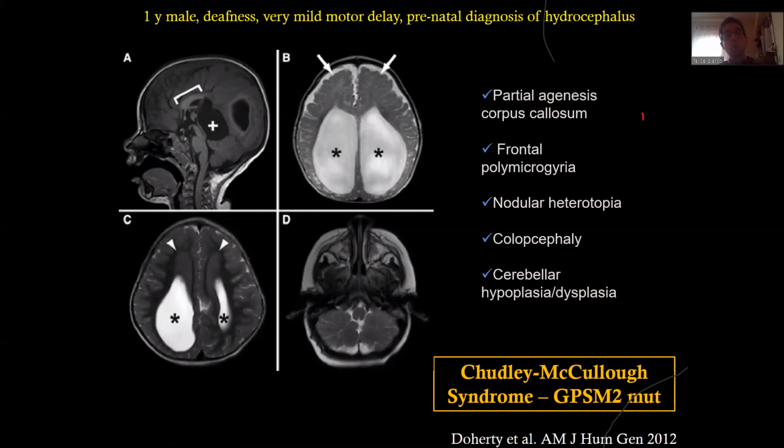So again, I will give you also these slides and a paper from Dan Doherty describing the findings, but remember really this combination: colpocephaly with this strange cerebellum and abnormal corpus callosum associated with malformation of cortical development. So as you could see, if you put together all this constellation of different findings, you will often make a good diagnosis.